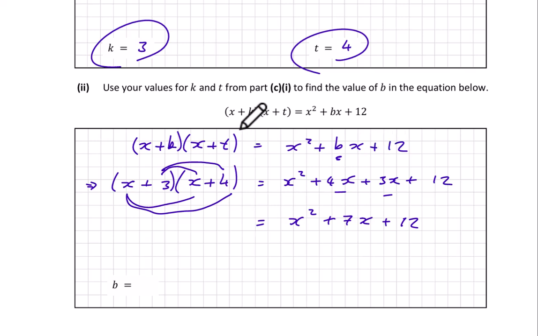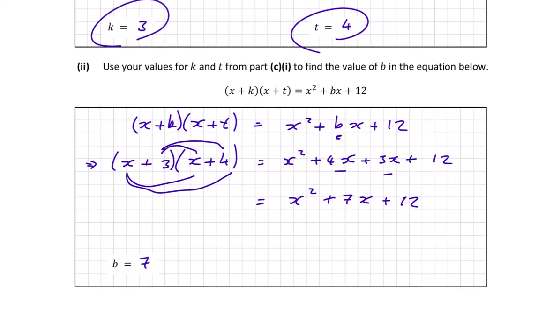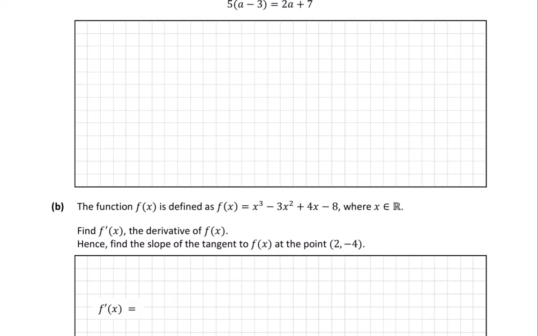And we were told that this is equal to this on the left-hand side. So this here is equal to this is equal to this. So 7 must be b. So b is equal to 7. That's it for this question. Okay, let's look at question 4.